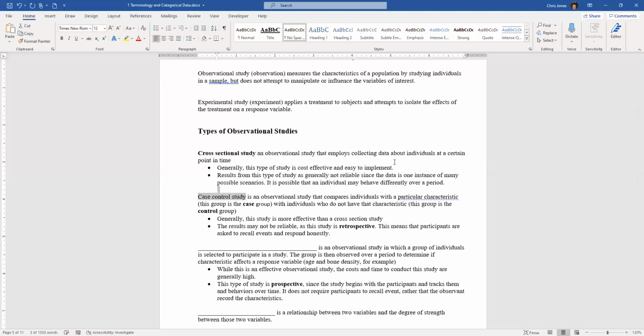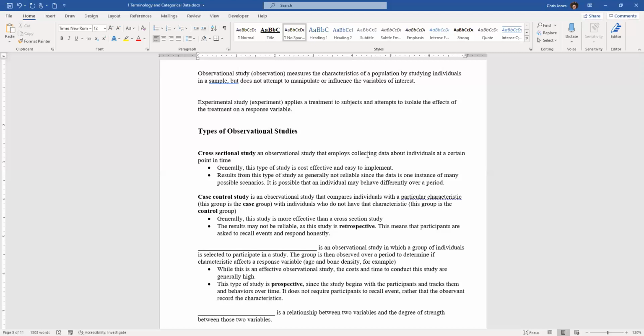Now, a case control study is another observational study, and it compares individuals with a particular characteristic. Now, that group is called the case, all right? And we compare those to people that do not have that characteristic, all right? And what we do is we ask them to recall effects of something that happened to them. And so, for instance, maybe we suggest that we have 10 education majors and 10 science majors, and we ask them to recall their GPAs over time. Now, this is called a retrospective study, which means that the observations or the subjects have to recall what actually happened.